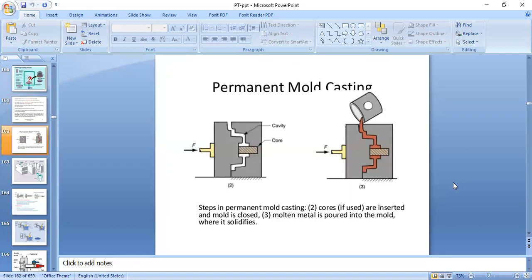This is permanent mold casting. Here you can see a permanent mold, made in two halves, and this is the core kept at exactly the center of the mold. We separate the mold first. Later, after keeping the core, we pour the liquid metal into the mold. The metal goes into the mold cavity and occupies the entire cavity, which is there in the two permanent mold halves. So the mold is poured and the cavity is completely filled with liquid metal, so that we get a casting.